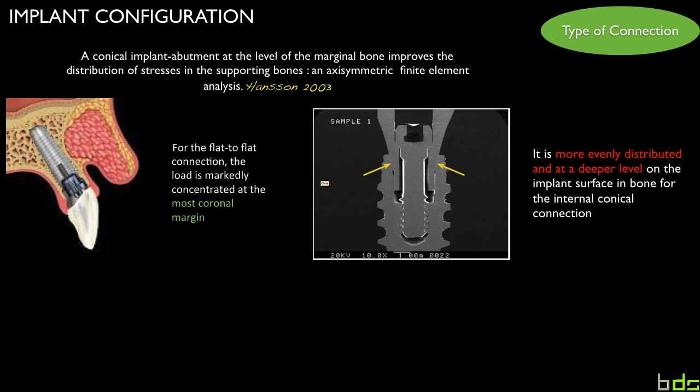And going back to the classical study by Hansen in 2003, where they compared flat-to-flat connection, which usually responds with a bone loss that is markedly concentrated around the coronal margin, versus an internal connection where you have stress more evenly distributed at a deeper level on the implant surface. And these are finite element analyses.